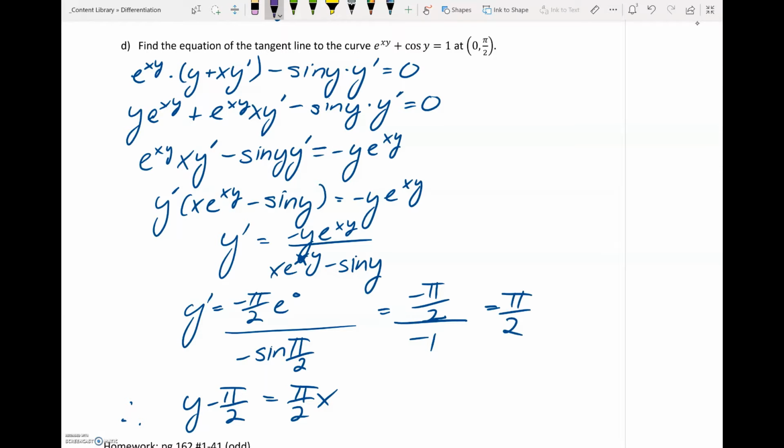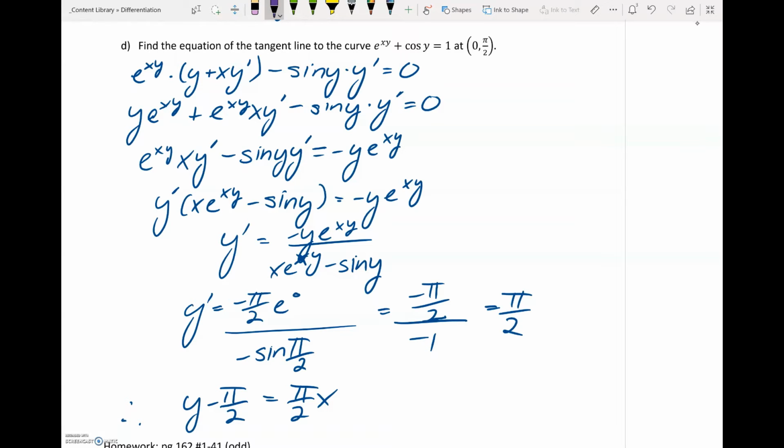Then we're going to rearrange so that y prime is all on one side. So these are the two terms with y prime. Then we're going to factor out the y prime and then divide both sides to isolate y prime. So we divide it by x e to the xy minus sine y. So that is the equation to find the slope.